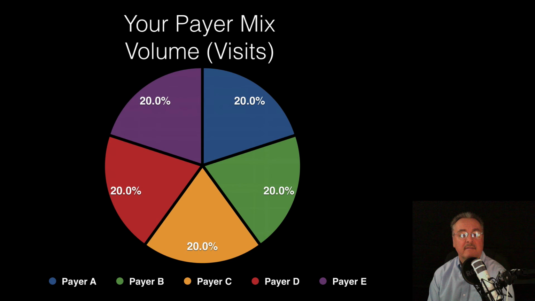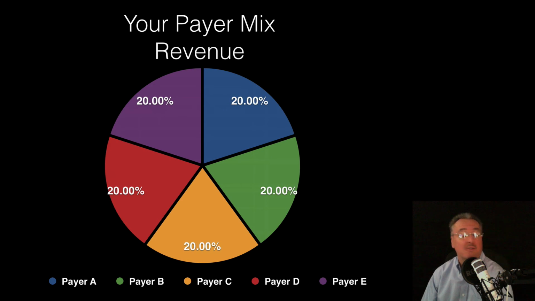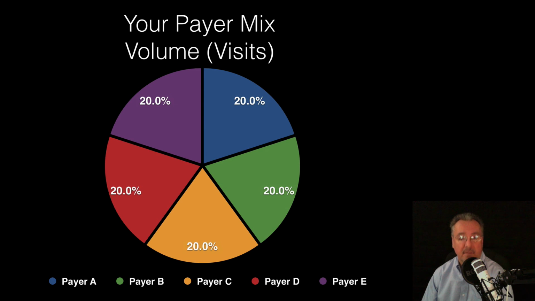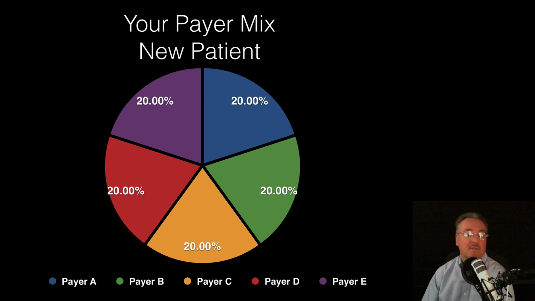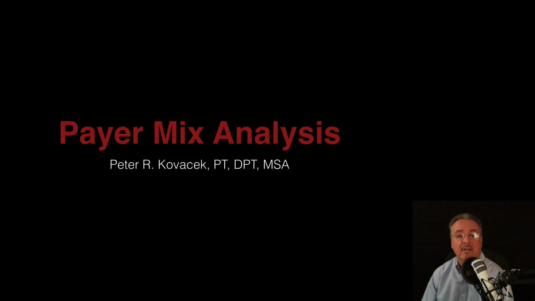You'll then take that information and we'll look at your payer mix in terms of visits. In this case, we have payer A, payer B, payer C, payer D, payer E, and split out. In this case, they're all equal because this was just a sample. You could also do it by revenue. The previous one was by volume or number of visits. This one is by revenue. This one is by new patients. All of them are valid. However, please be careful to understand which one you're looking at.